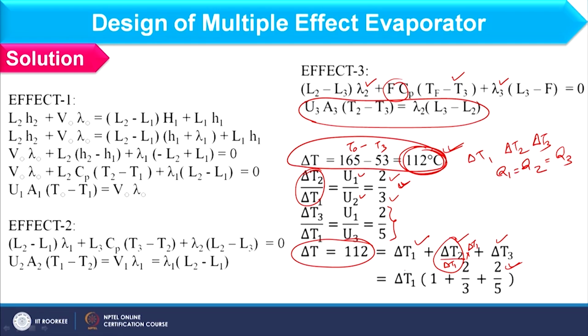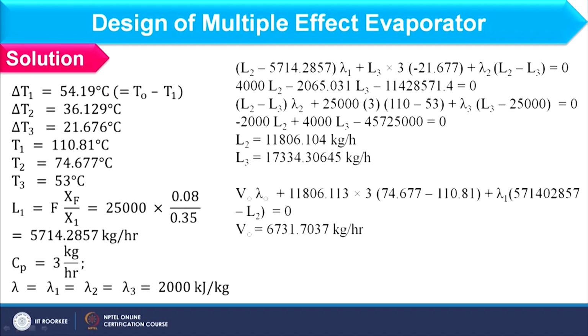So, solving this equation we can find out the delta T1 value, and delta T1 you can obtain as 54.19 degree Celsius, and that should be equal to T naught minus T1. Similarly, delta T2 and delta T3 we can find out, because I know delta T1 and I know the U ratios, right, U1 and U2 or U1 by U3. In this way I can find the temperature of each effect.